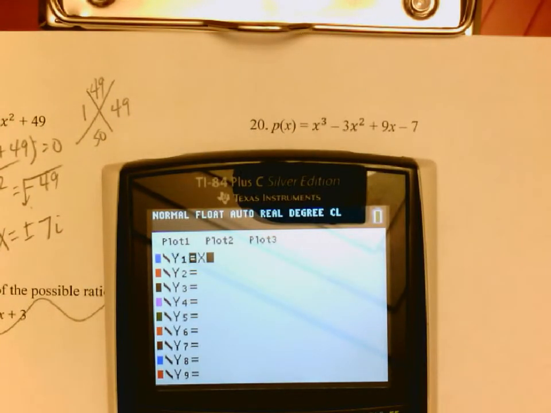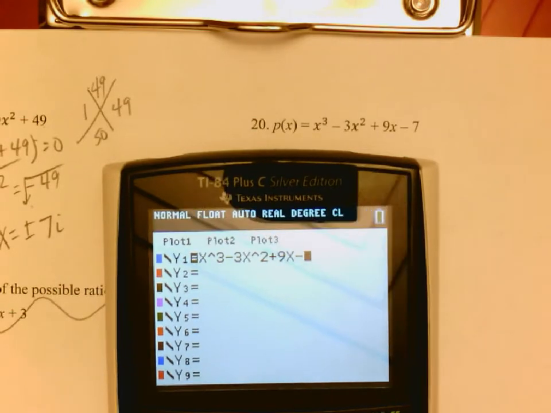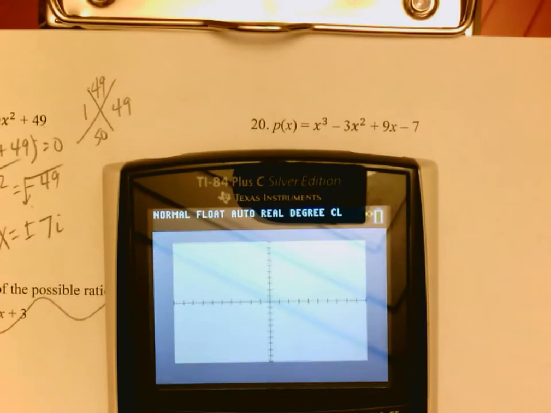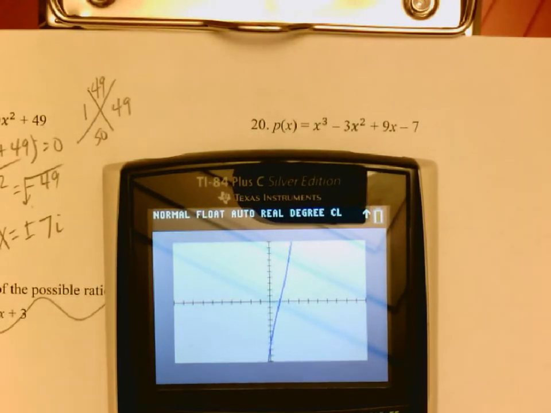So x cubed minus 3x squared plus 9x minus 7, and I'm going to hit zoom 6 because I don't remember if I played with my graph since my last video. So here, waiting for it to graph, I have a solution. So my one solution that I have is something that's right there. So I'm going to go calculate out that 0. So second calc, 0. I'm going to hit 0. And I'm going to hit 3.